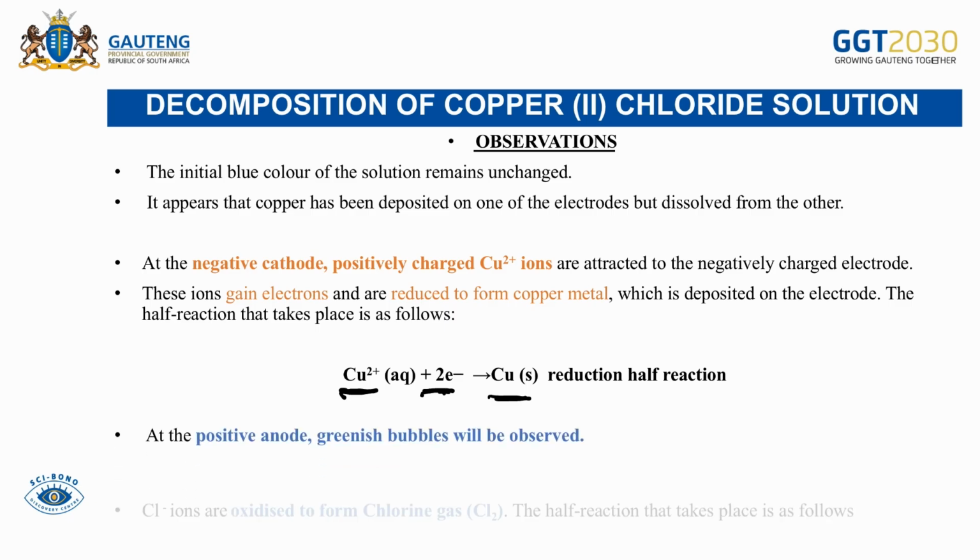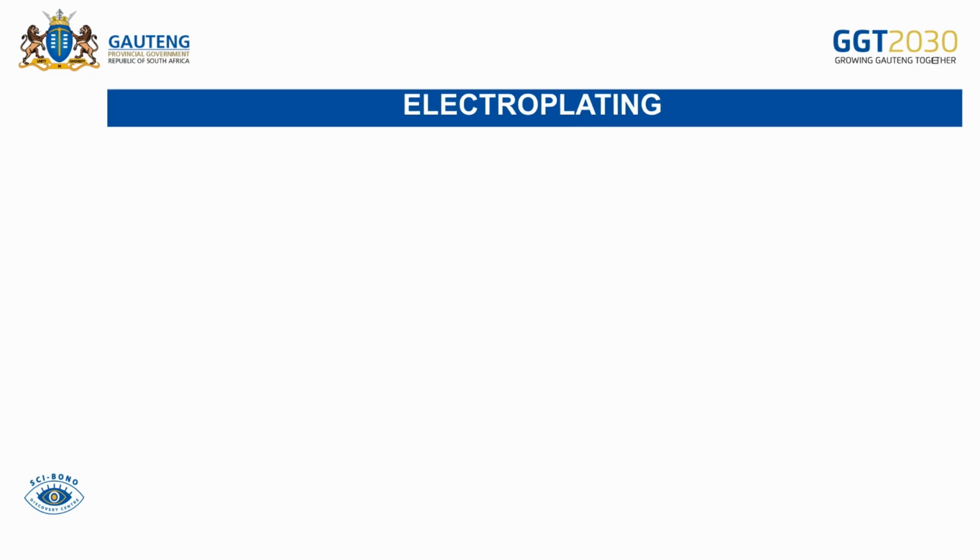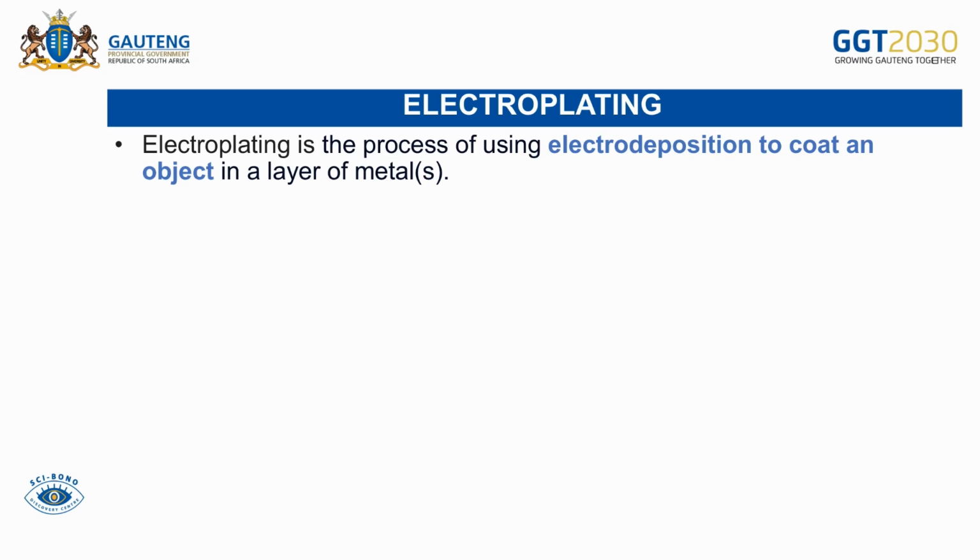And then moving right along, what happened at the positive anode? There were greenish bubbles that you observe. Remember, this is because of the nature of chlorine existing as a gas. So how do we write the reaction that takes place at the anode? We had chloride, and it lost what? It lost 2 electrons, and then it became what? Chlorine gas, Cl2. That is oxidation. That happened, all right?